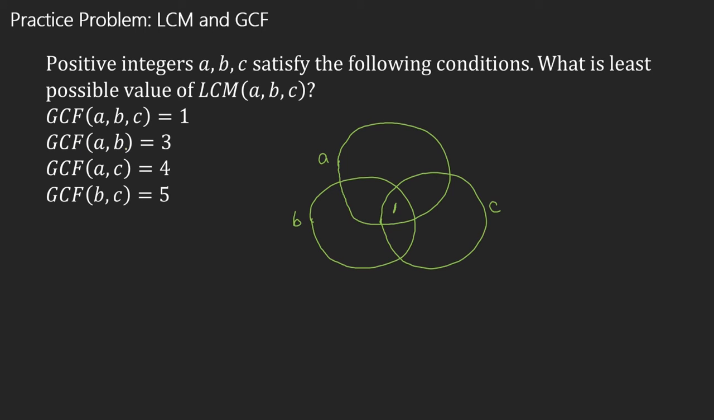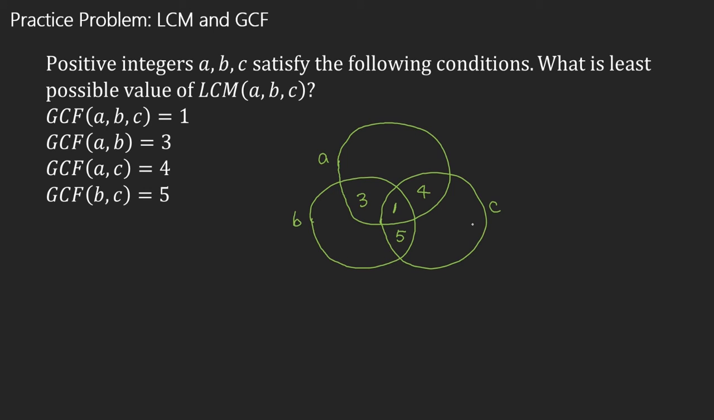GCF of A and B is equal to 3. So the circle A and B where they overlap will have a 3. GCF of A and C is equal to 4. So the overlapping region of A and C will have a 4. And lastly, GCF of B and C is equal to 5. So the B and C overlapping region will have a 5. So we have mapped out all the given conditions onto the Venn diagram.